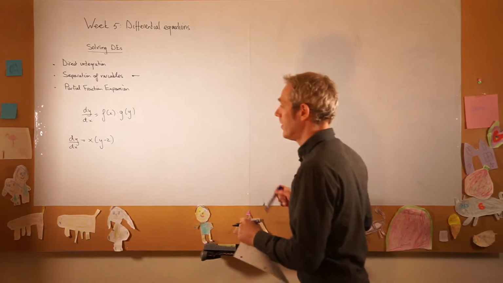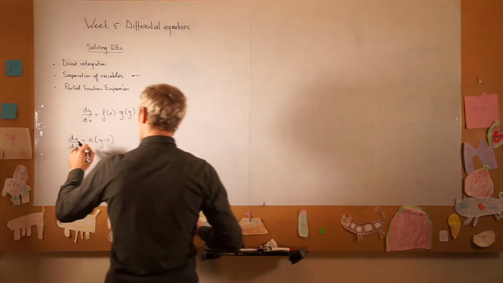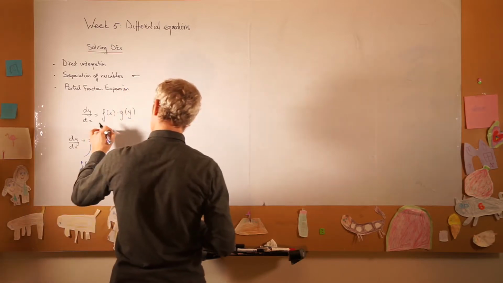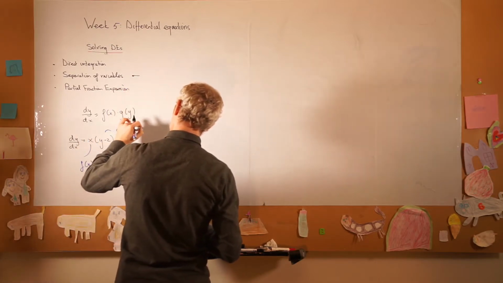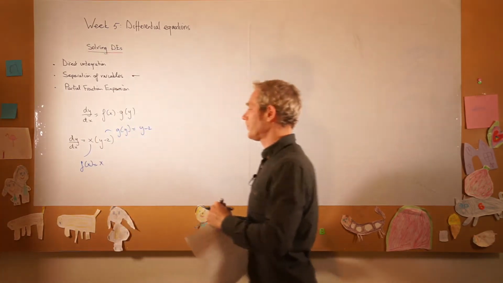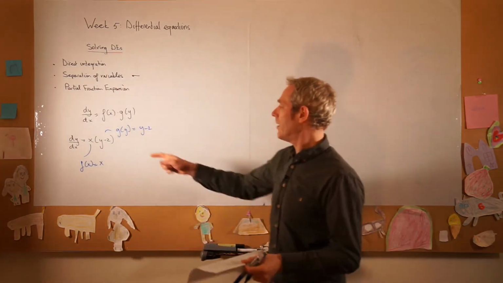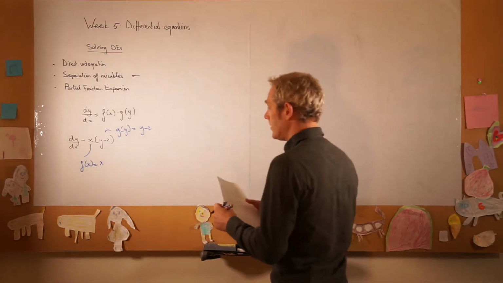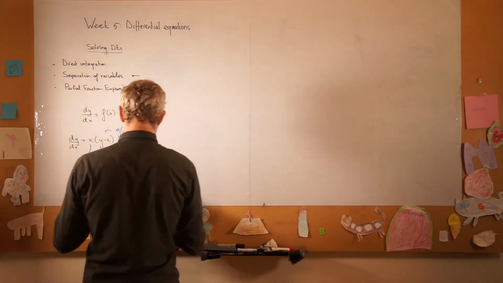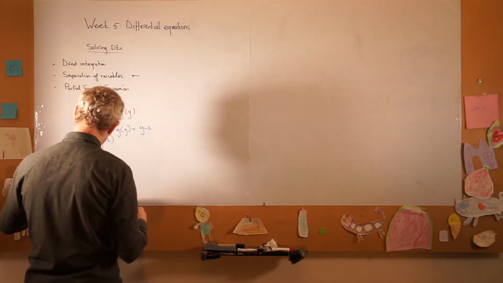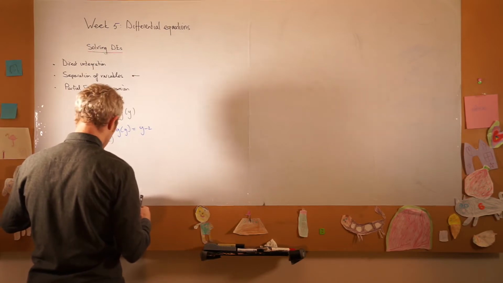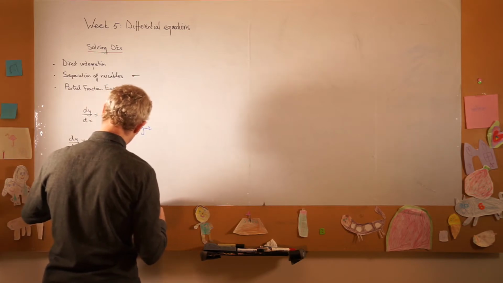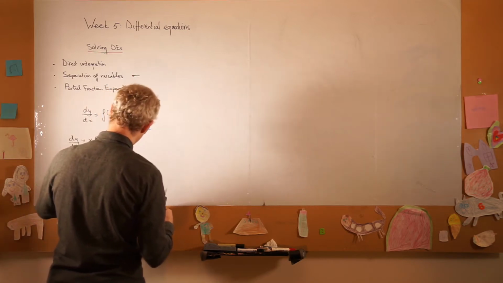So we have a function f of x here, which is just equal to x, and we have g of y here, which is equal to y minus 2. So it's a function of x times a function of y. Now another example, let's see, t squared plus 3t plus 2 times dx/dt is equal to 5 over x.